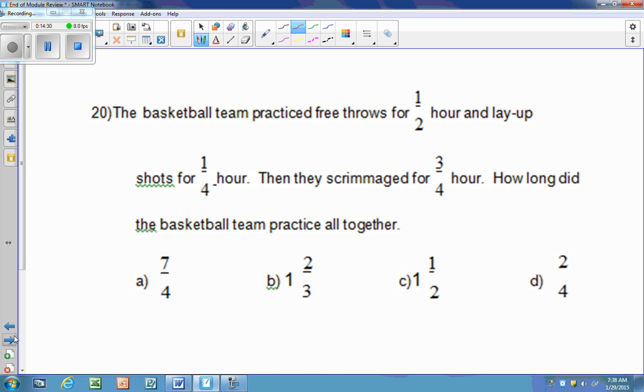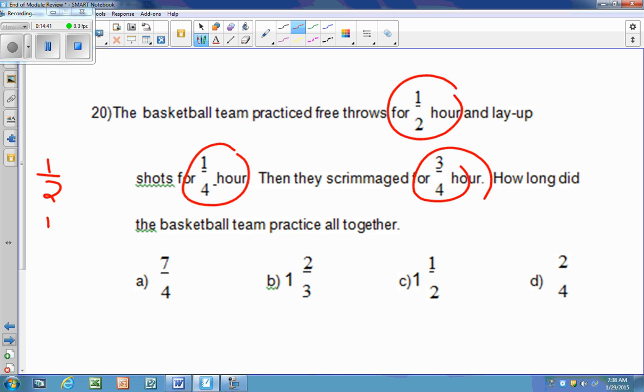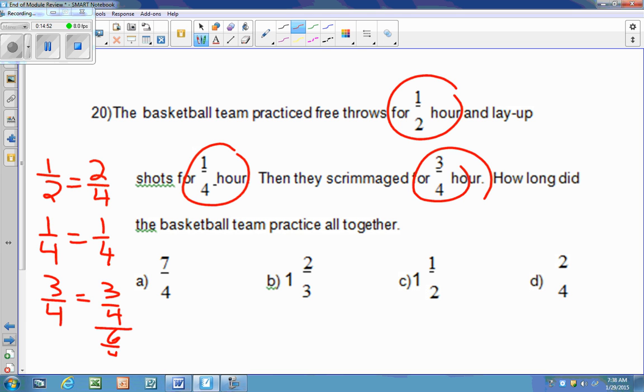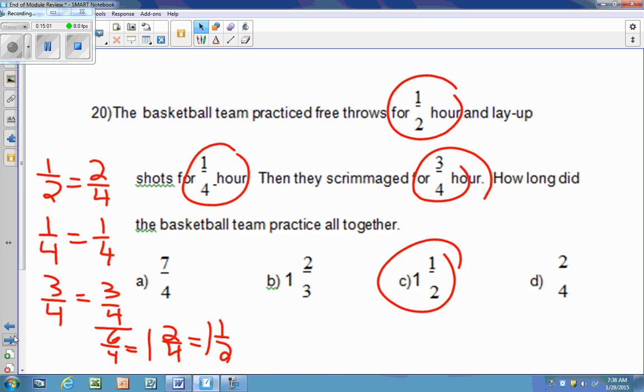And next, the basketball team practiced throws for a half an hour and layup shots for a quarter an hour, and they scrimmaged for 3/4 of an hour. How long did the basketball team practice altogether? So we're really adding 1/2, 1/4, and 3/4. These all can be out of 4, so it's 2/4, 1/4, 3/4, and we end up with 6/4, which is also 1 2/4, which is also 1 1/2. So there's our answer. And that is your end of module review for Module 3.